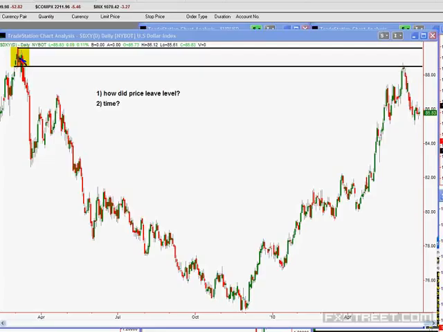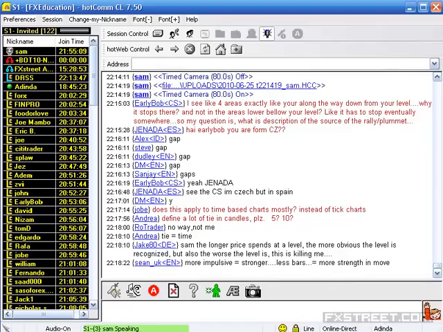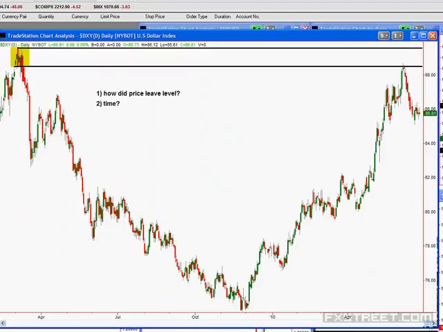And don't take my word for it. Just think the simple logic through, and I think you'll get it. If supply and demand is out of balance in a big way, right? If there's a big supply and demand imbalance, okay.